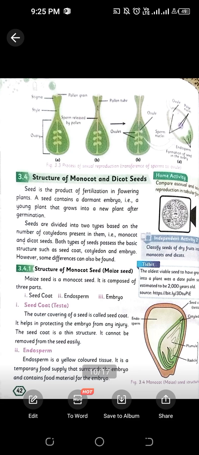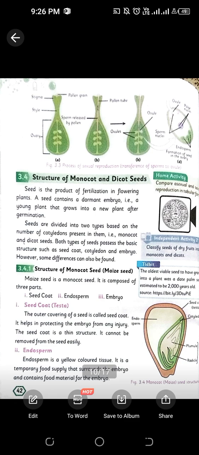Seed is the product of fertilization. When male and female gametes are fused, or fertilized, they convert into a seed. We have two types of seed on the basis of cotyledons. Now if someone asks you what the basic difference is, why the two seeds are differentiated, the answer would be that the two seeds are differentiated on the basis of the cotyledons.